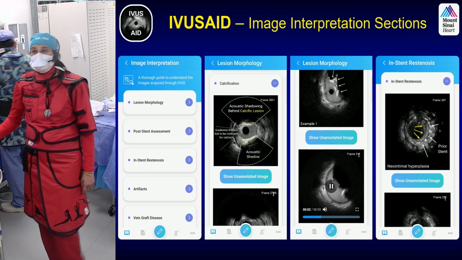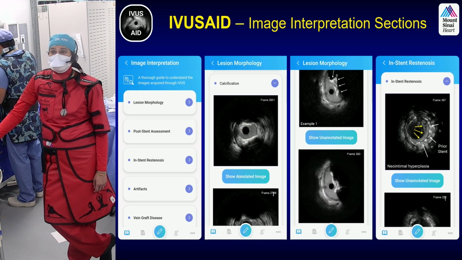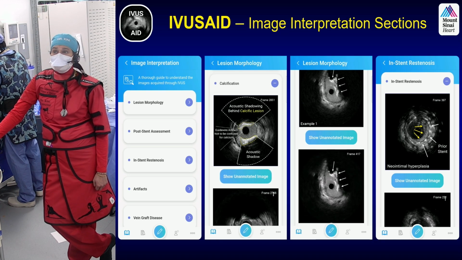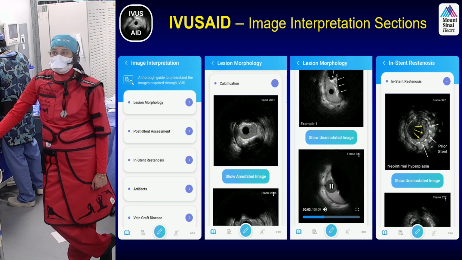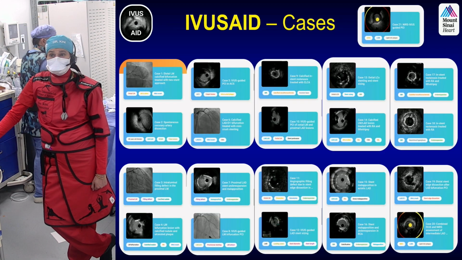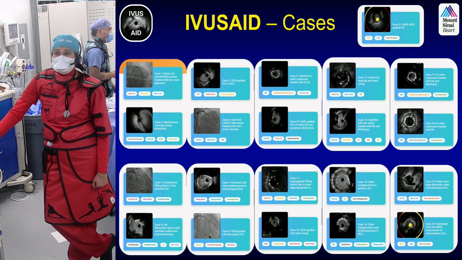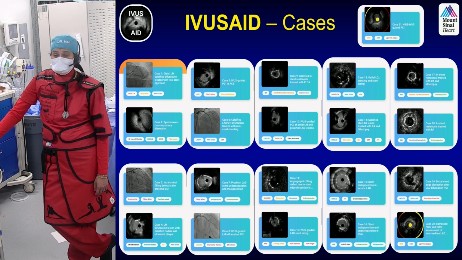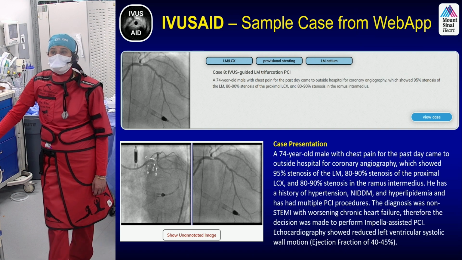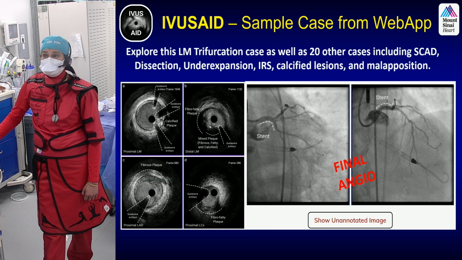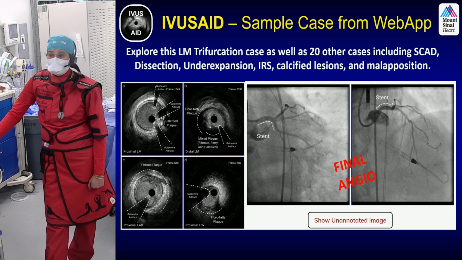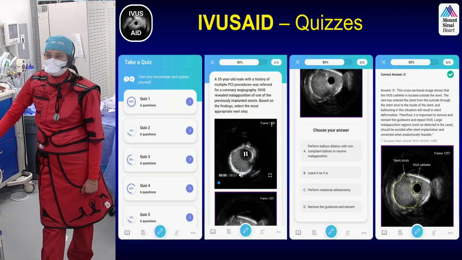This is what you see there: lesion morphology, annotated and unannotated, giving an example. Then lesion morphology with pullback, so you can see how each lesion looks. And these are all the cases. All these cases are from here, Mount Sinai. Many of them are live cases that we have done, showing images of each vessel. Then this is one of the cases from the web app showing the entire case presentation, discussion, angiogram, IVUS, final angio, giving the steps of the procedure also.